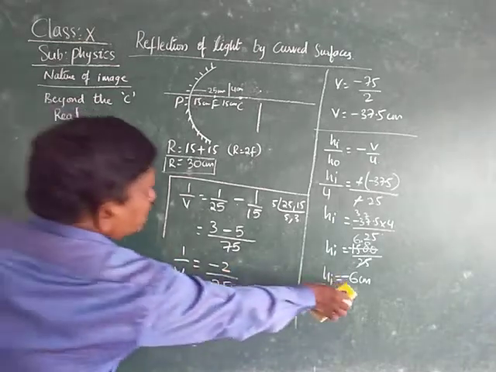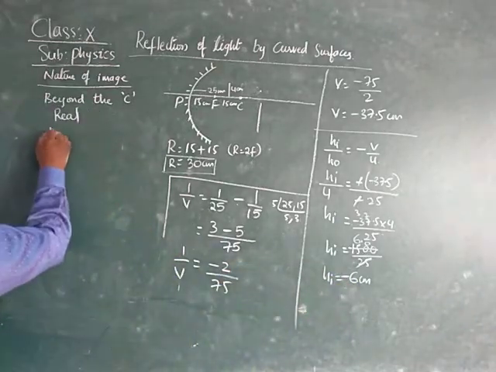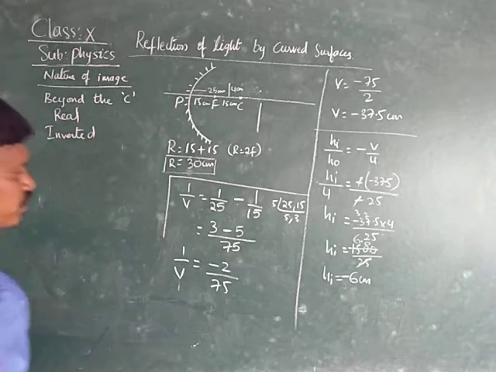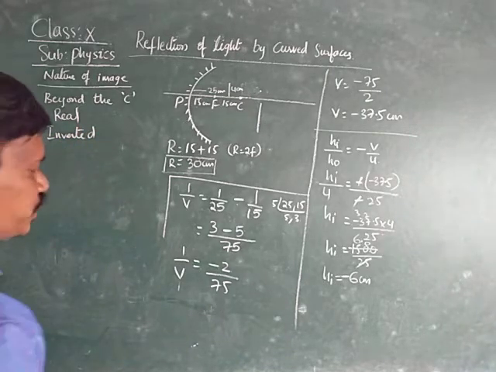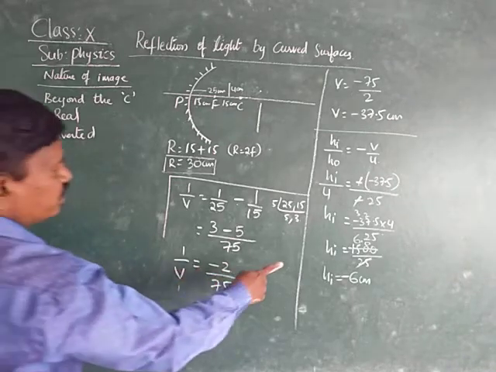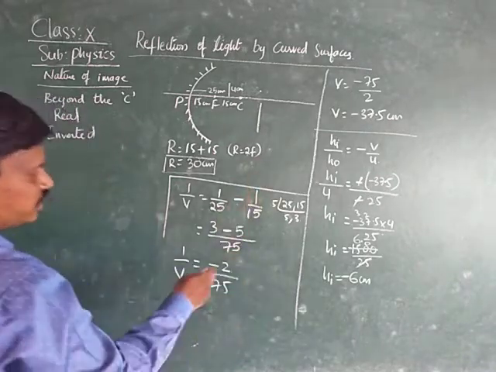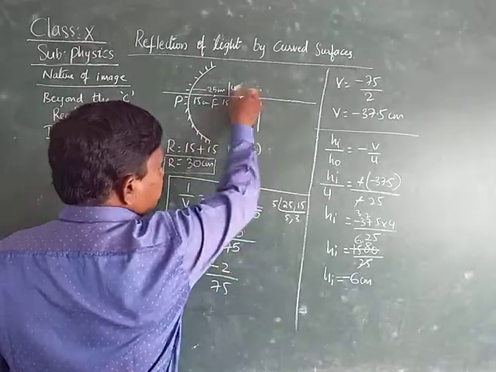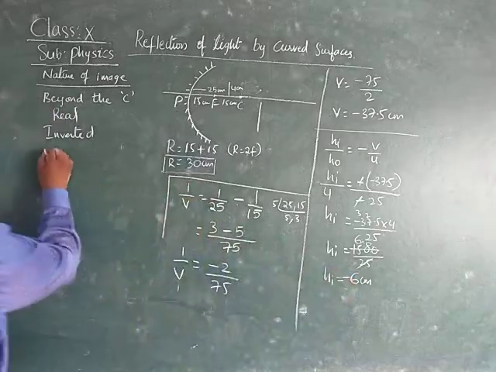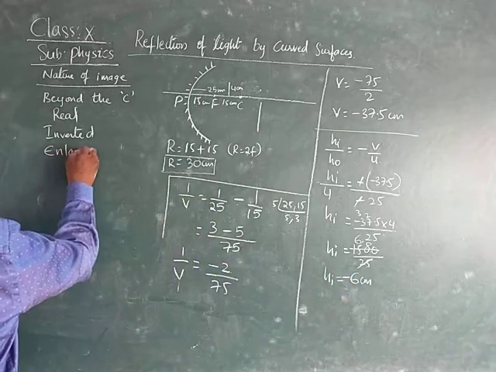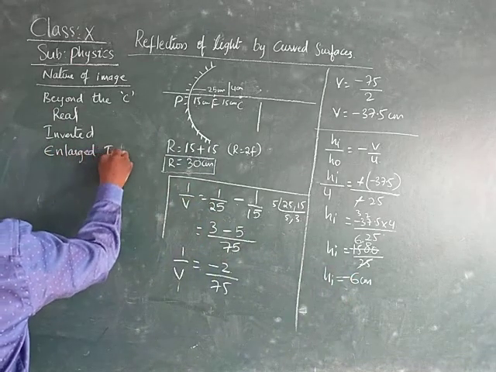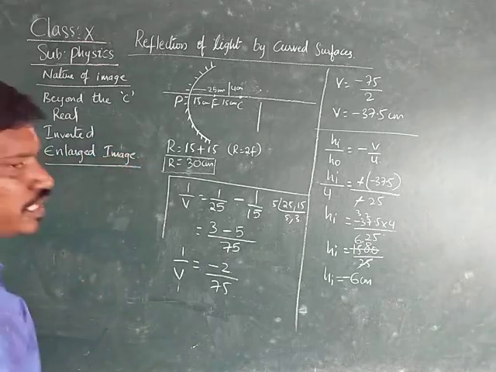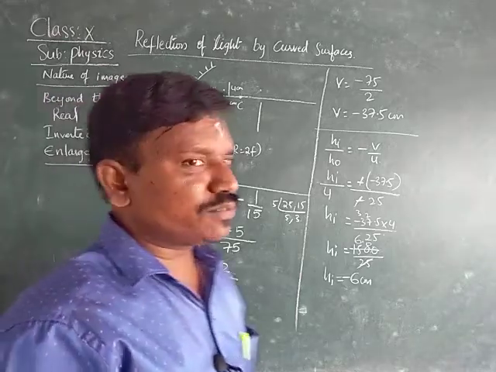Here minus indicates it is inverted. Anyhow, we know that it forms a real image, inverted image. In the same way, is it a magnified image or a diminished image? Here object size is 4, image size is 6. Therefore, enlarged image. This is how we should solve this problem.